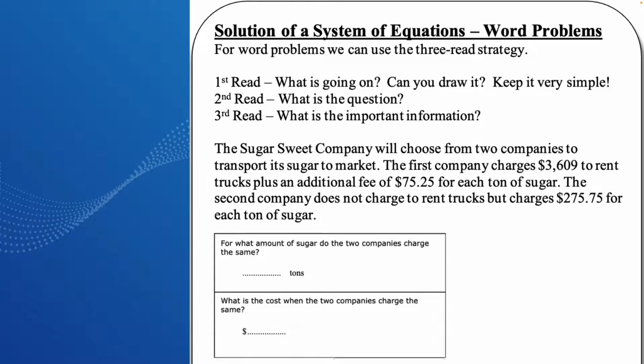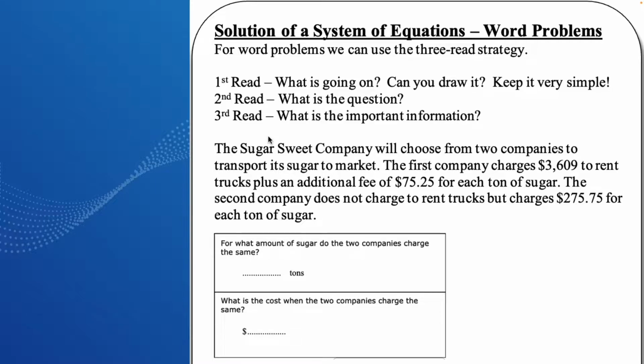So we're going to break down a word problem. We have to write our own system of equations. A system of equations, if you don't remember, is two or more equations that are working together, so we call them a system. We're going to use the 3-read strategy because it's a very convenient way to break down the information and understand what's going on.